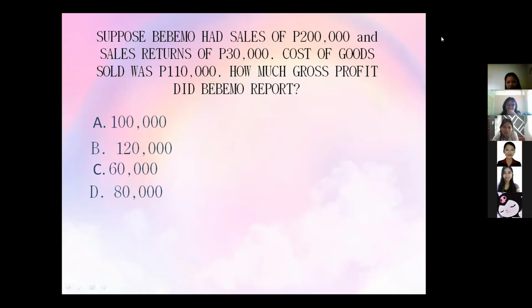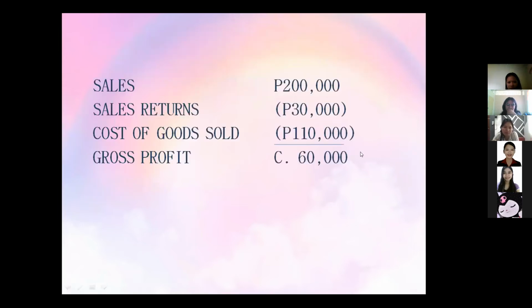C. Tingnan natin if tama. The answer is tama. Letter C, 60,000. Mako-compute natin siya by sales, 200,000. Sales returns, ibabawas natin ang sales return and cost of goods sold na 30,000 and 110,000. Kaya nakuha natin yung gross profit na 60,000.